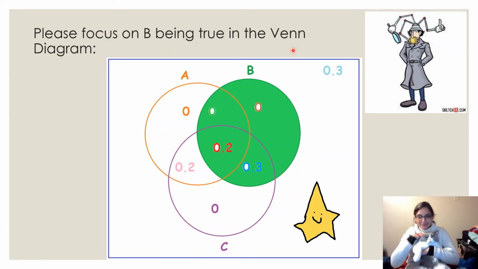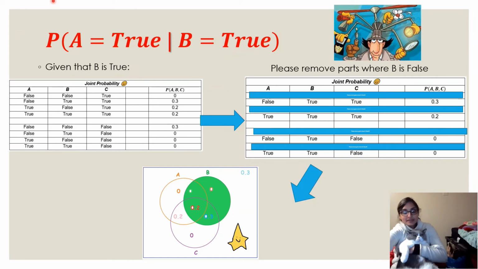So what we will do is, out of this whole sample space, where all the probabilities are inside this square or rectangle, usually written as omega, we're just going to focus on B being true, on this area here. So Inspector Gadget is just going to limit the scope down to when B is true in this case, because we want to find the probability that A is true given that B is true.